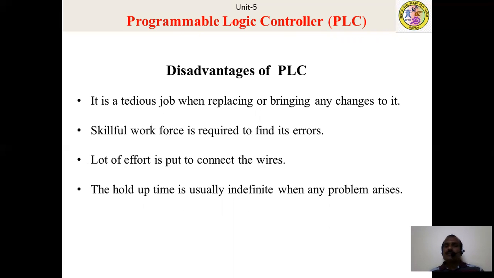The disadvantages of the PLC are that it becomes very difficult when replacing or bringing any changes to it. A skillful workforce is required to find the errors. A lot of effort is put into connecting the wires. The hold-up time is usually indefinite when any problem arises in a PLC.